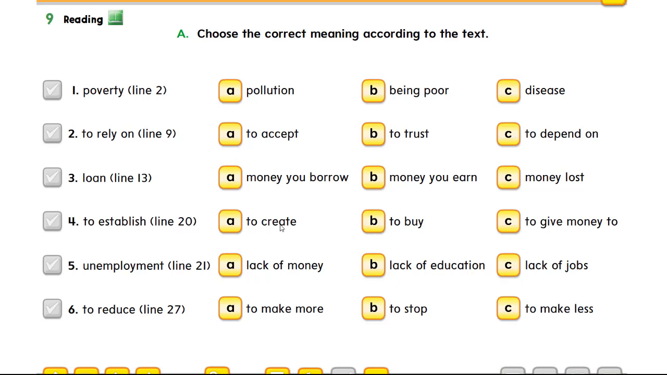Choose the correct meaning according to the text. Answers. 1. Poverty, being poor. 2. To rely on, to depend on. 3. Loan, money you borrow. 4. To establish, to create. Number 5, unemployment, lack of jobs. Number 6, to reduce, to make less.